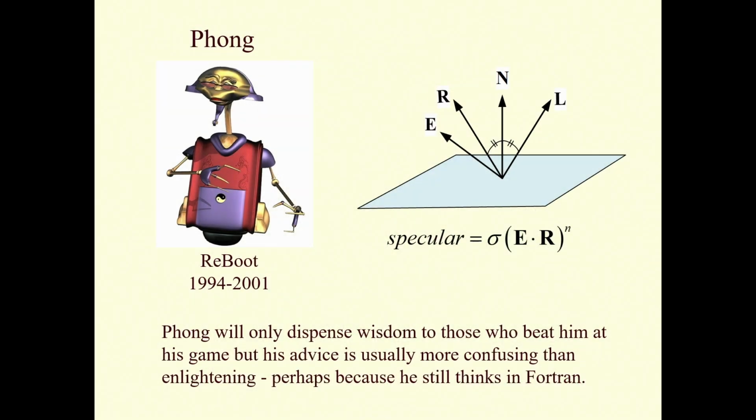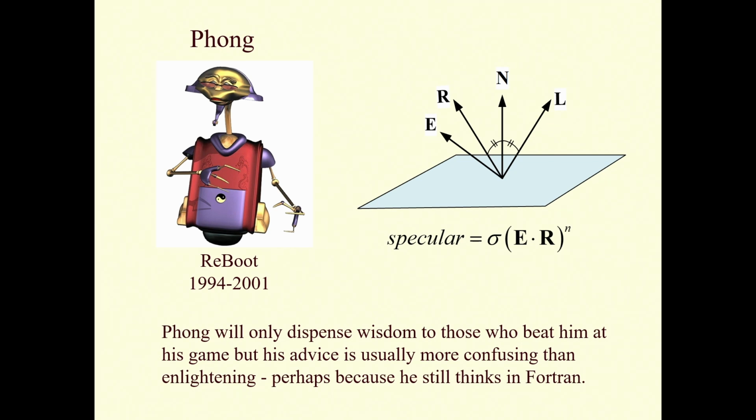Phong, sadly, is no longer with us, but he has gotten some immortality by becoming a character in the first computer graphics TV series called ReBoot. But the idea here is that he said light comes in from L, bounces off N, and most of it is going to go in this direction R, equal angles of incidence and reflection. And so the distance of E from R, that is E dot R, tells you how much specular you've got, and you raise it to some power, crafting the function to make it fit.